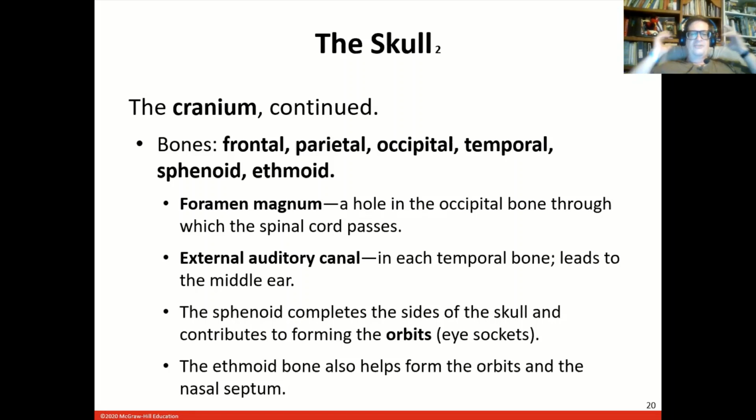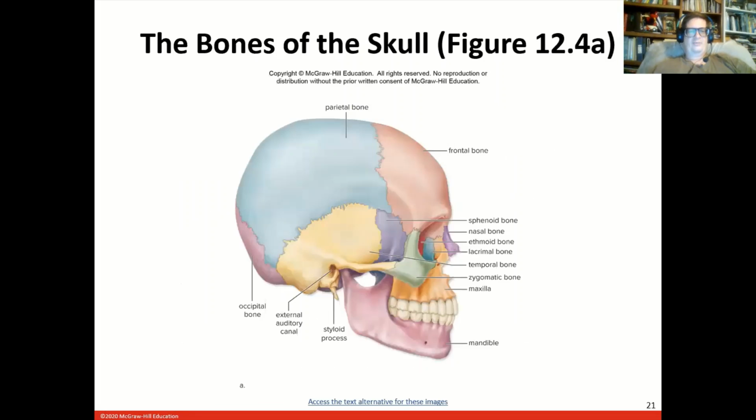All right, the sphenoid completes the sides of the skull and contributes to forming the eye sockets. The ethmoid also does the same, and the nasal septum. So if you stuck a finger in each nostril, I know that's gross, and follow it back, further than you really want to, when it stops feeling like cartilage, it feels like bone, that's going to be ethmoid. And remember, you have a sinus there too.